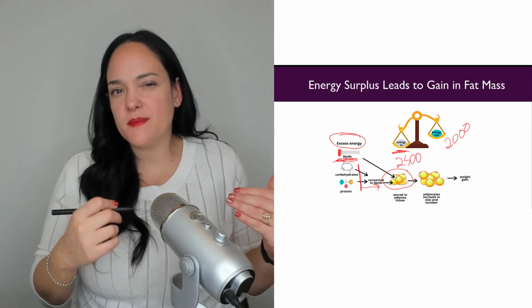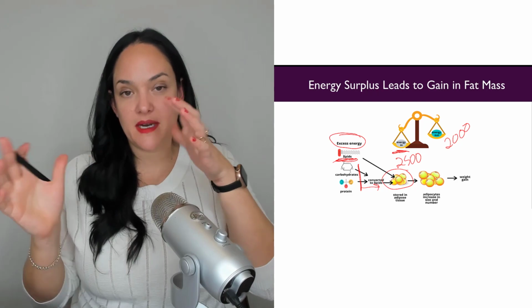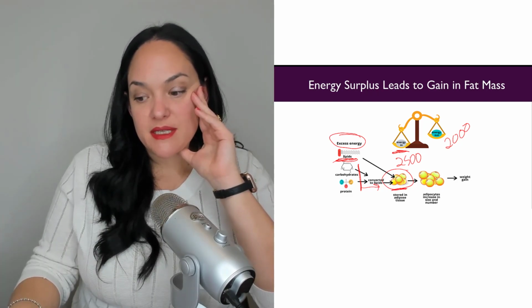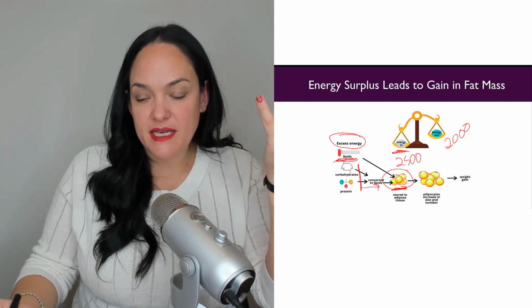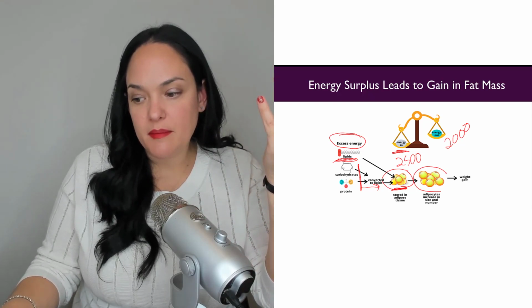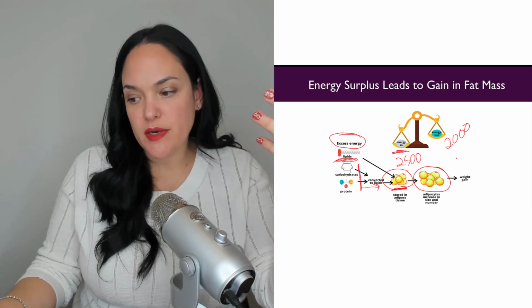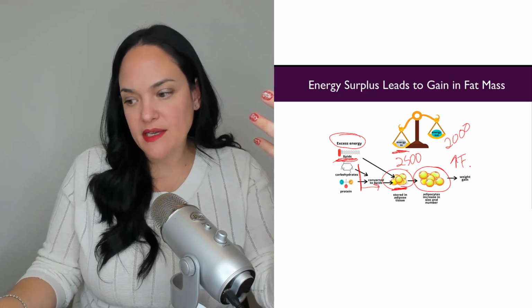Okay, and then some carbs and proteins, amino acids, can be converted into lipids as well. And when I store lipids in my fat cells and my adipocytes, those adipocytes get bigger and they can multiply as well. And this leads to an increase in fat mass.